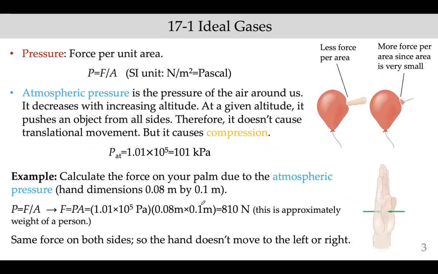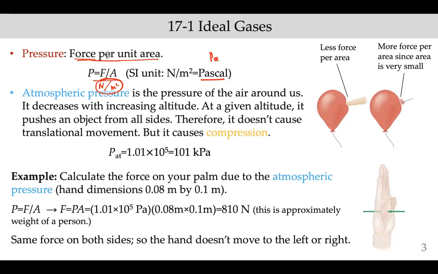Okay, let's talk about pressure a little bit more. Pressure is force per unit area. In SI units, force is in newtons, and area is in meters squared. But it's hard to say this each time. So instead of saying newton per meter squared, you can just say Pascal. This is the SI unit of pressure, and it's shown by Pa.